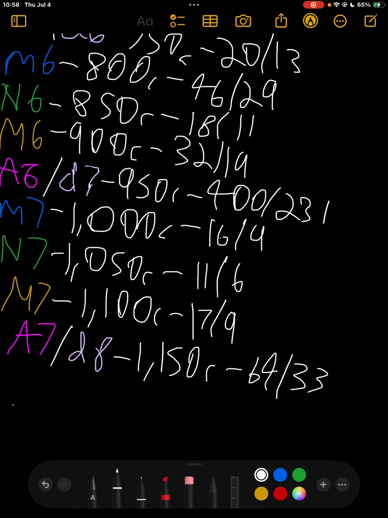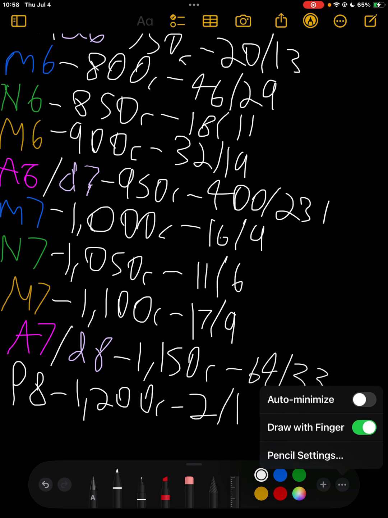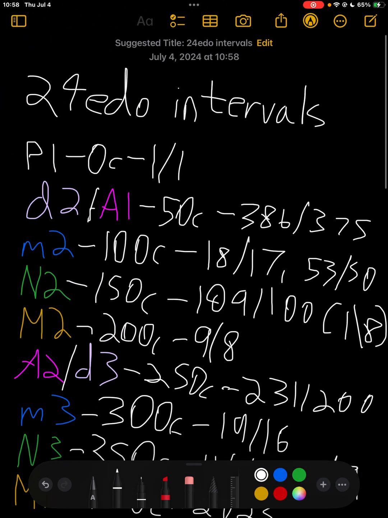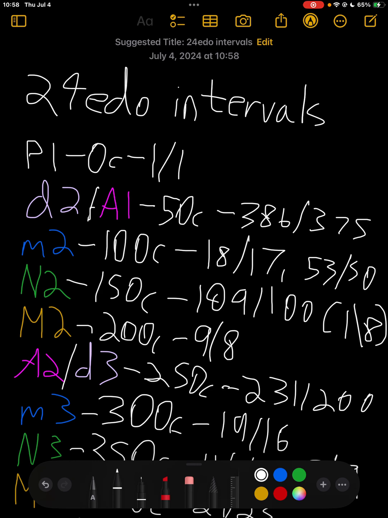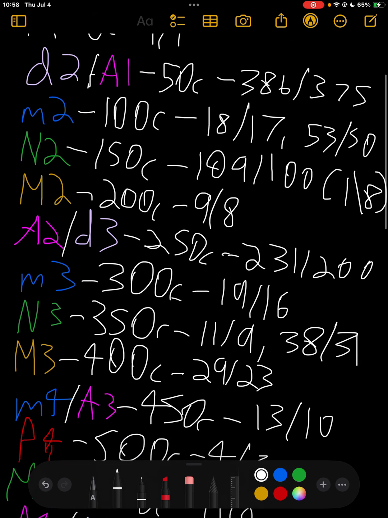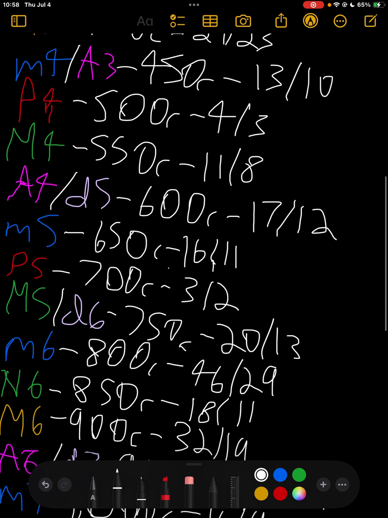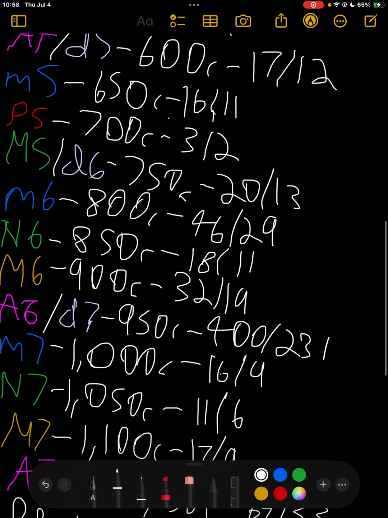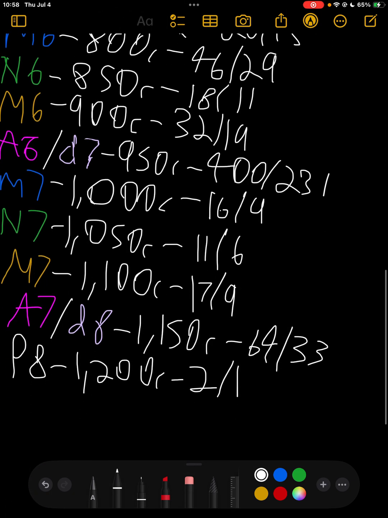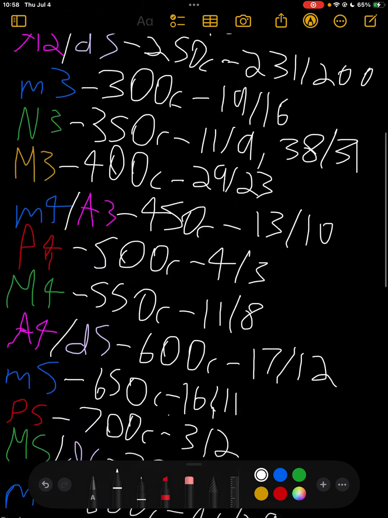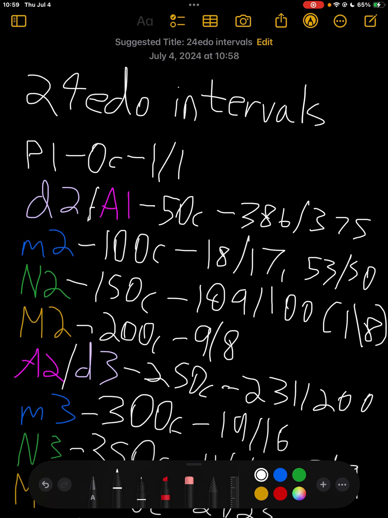And last but not least, perfect octave. 1,200 cents. And it has a 2-to-1 ratio. So just to summarize, I'll run through the list real quick. You have the perfect unison, diminished second, minor second, neutral second, major second, augmented second, minor third, neutral third, major third, minor fourth, perfect fourth, major fourth, augmented fourth, minor fifth, perfect fifth, major fifth, minor sixth, neutral sixth, major sixth, augmented sixth, minor seventh, neutral seventh, major seventh, augmented seventh, perfect octave. And let me just get rid of this 1 of 8 thing real quick.